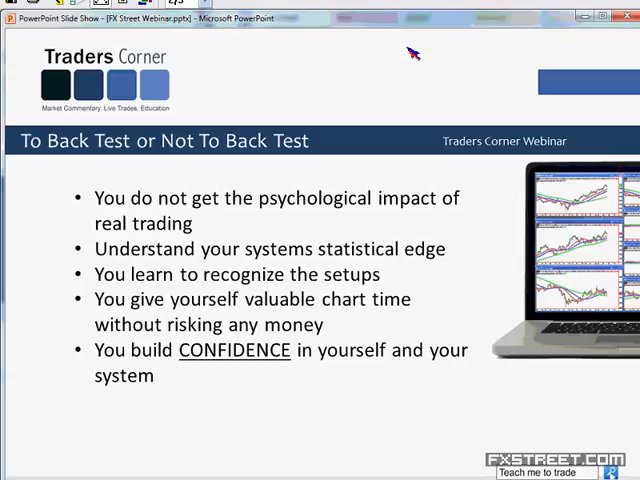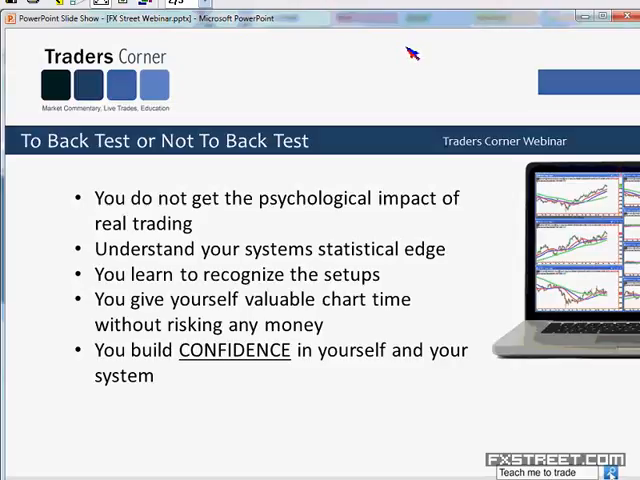So testing without risking money on the table, I would actually say, is almost as important as doing it with money on the table, without the psychological impact. And finally, backtesting helps you to build confidence in yourself as well as your system.